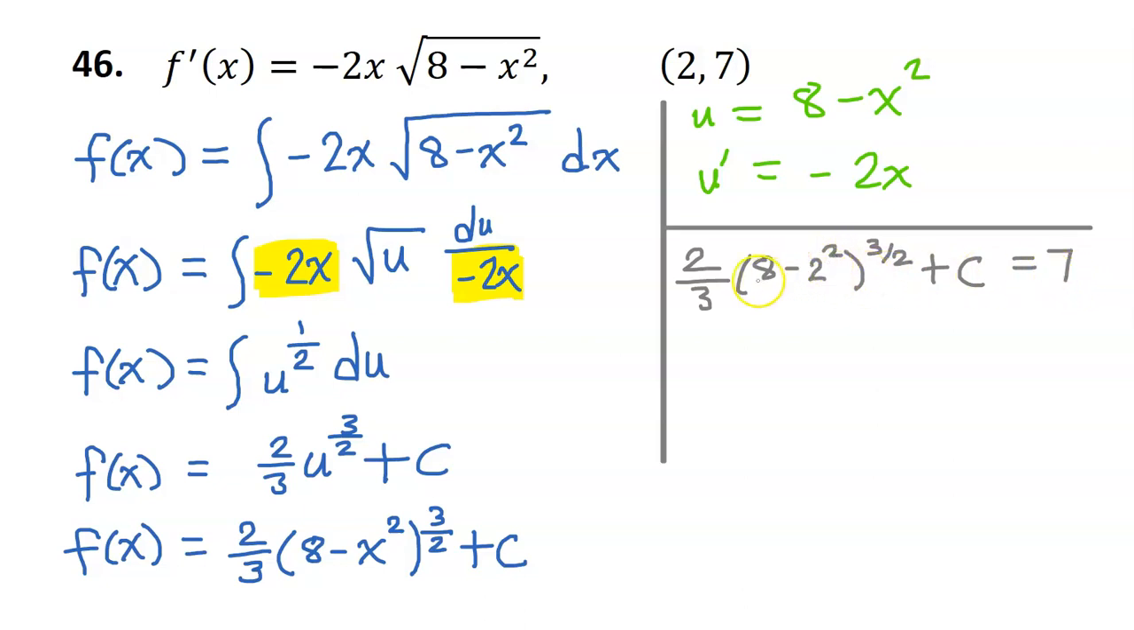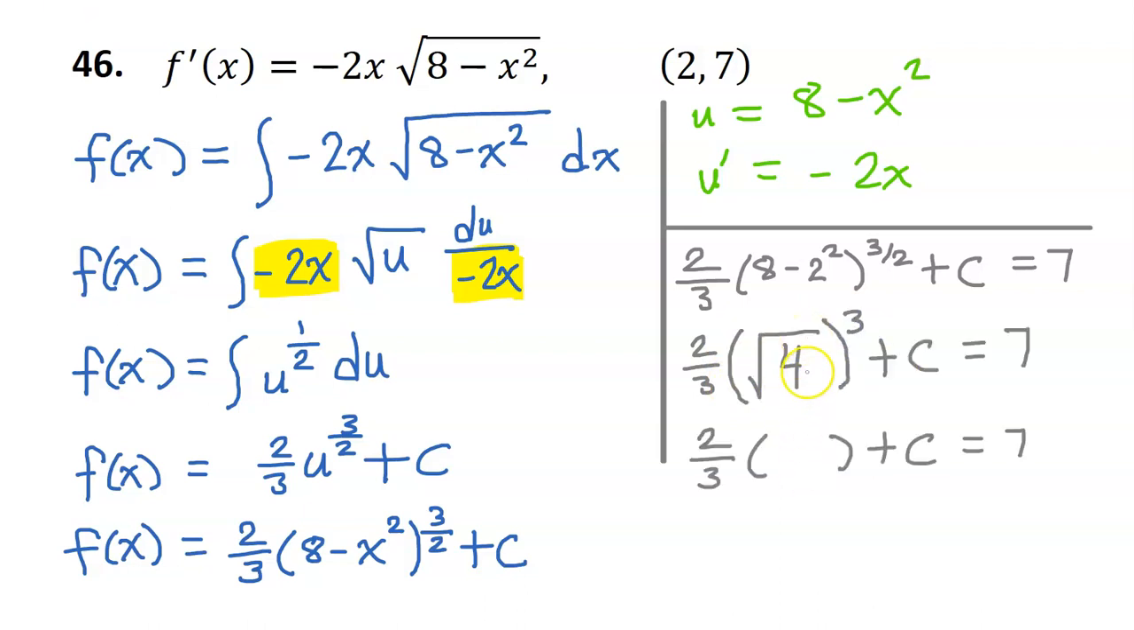2 squared is 4, so this is 8 minus 4, which is 4. When you have a fractional exponent, it is in the form power over root. So the root is 2, also known as square root. And then we have a power of 3. So we have square root of 4, but then to the 3rd power. The square root of 4 is 2, and 2 to the 3rd power is 8. 2 times 8 is 16, so we end up with 16 thirds plus c is equal to 7.